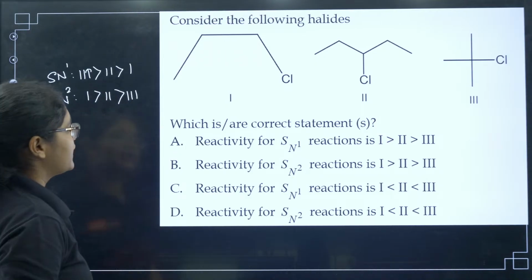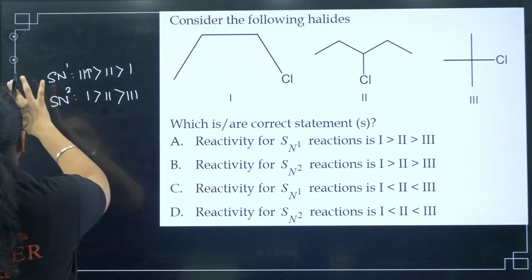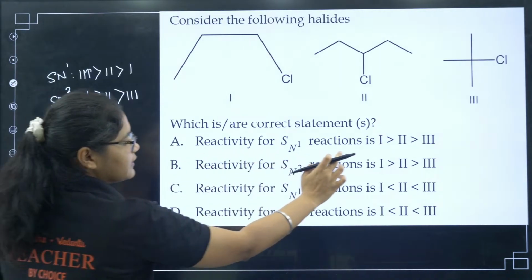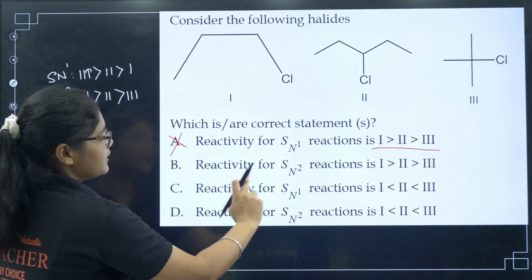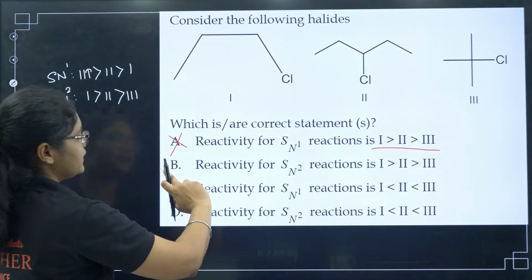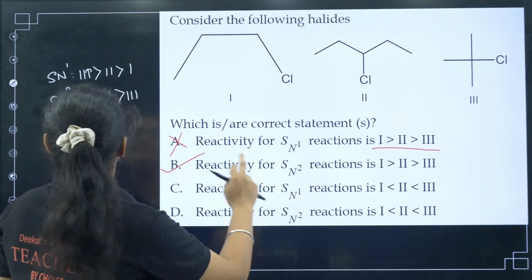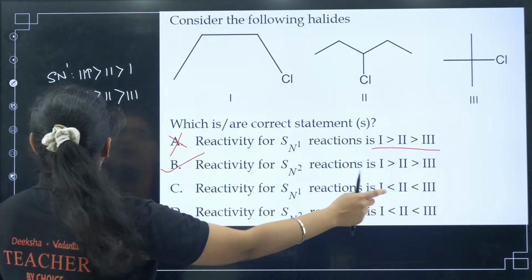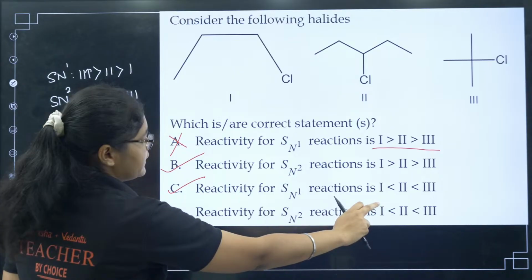So I can have the order. The first option, if I see, SN1 reaction is 1, 2 and 3. Is it correct? No, right? So that is wrong. Reactivity of SN2 is 1, 2, 3. Yes, that is correct. All of you are giving B. Then reactivity of SN1 is 1, 2 and 3. Yes, this is also correct. And then reactivity of SN2 is, this is wrong.